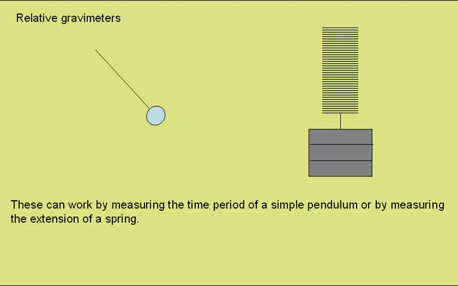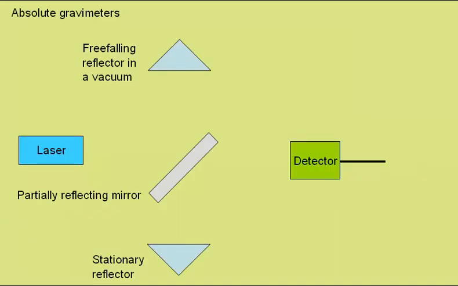Relative gravimeters can use the time period of a simple pendulum, or can measure the extension of a spring, rather like a very sensitive spring balance. From the simple pendulum we know that the time period is equal to 2π root length over gravitational field strength, so gravitational field strength can be found from 4π²L over T². Both of these devices would compare the gravitational field strength with a known region. They are relative gravimeters. Absolute gravimeters will measure the acceleration due to gravity of a freely falling object.